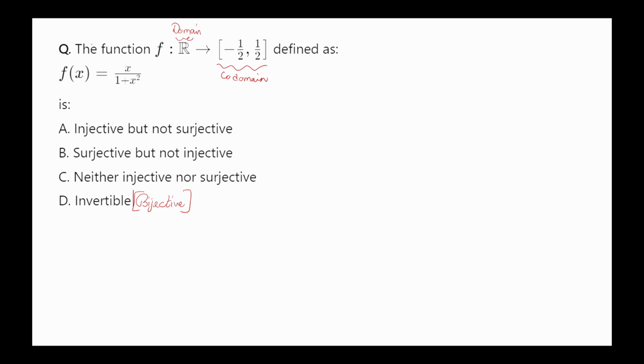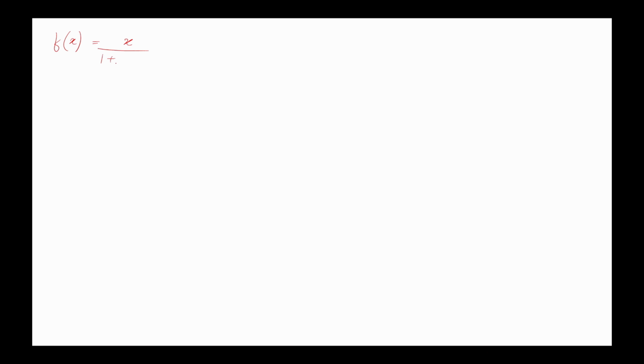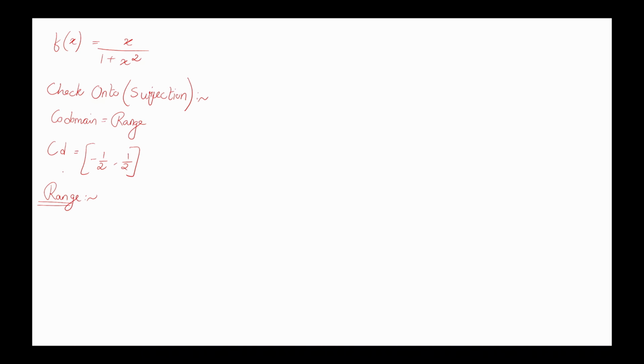So first of all, let us check if this function is onto or not. What is our function? f of x equals x upon 1 plus x square. So let us check for onto or surjection. What used to be the condition for onto? My codomain needs to be equal to my range. So what is my codomain here? My codomain in this question is minus half to half. So now let me find out the range for this function. If it becomes equal to this codomain, that means it is an onto function.